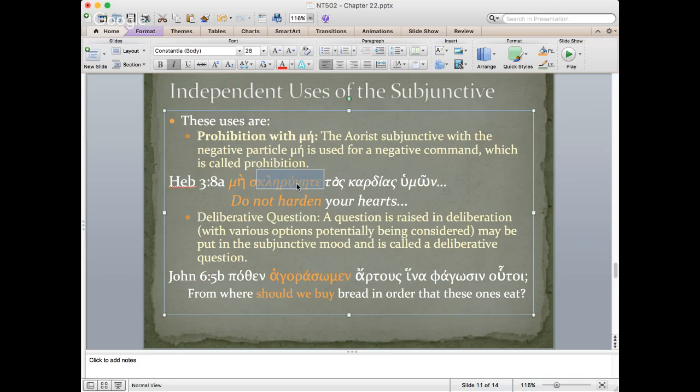So this is a subjunctive. You can see it with the te ending. Normally this would be a te, but it's been lengthened. So do not harden your hearts.